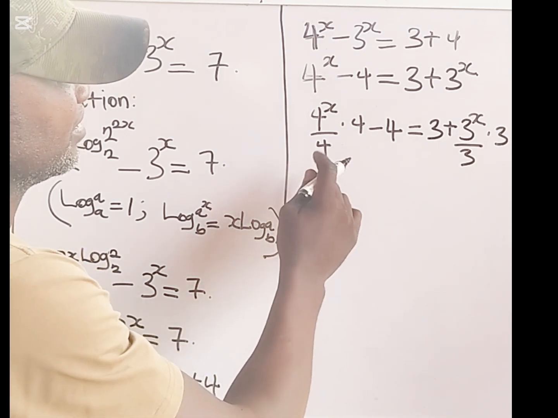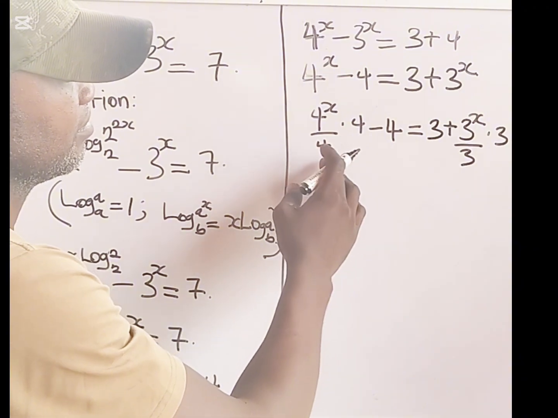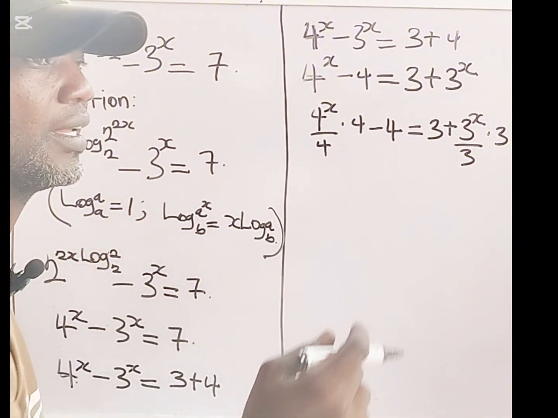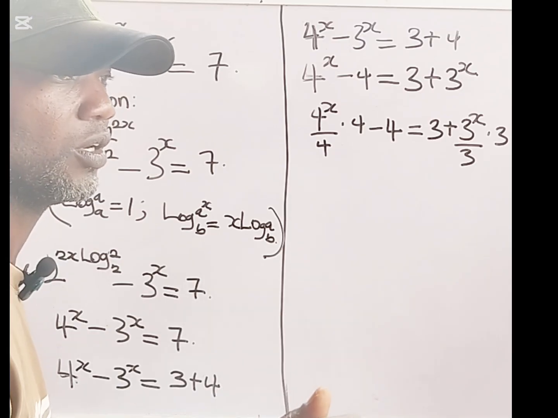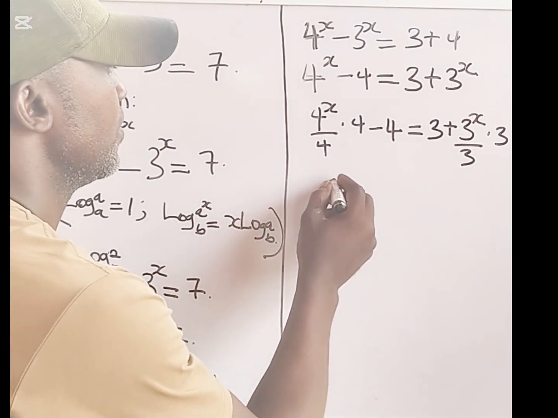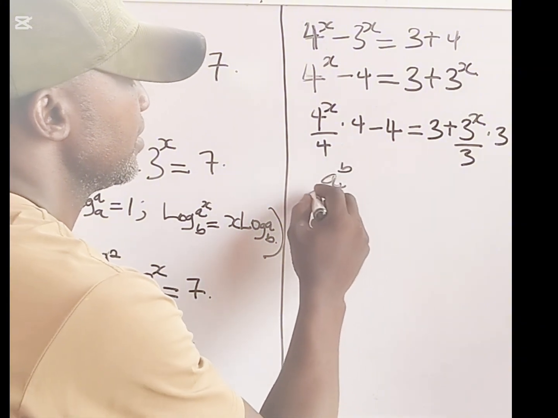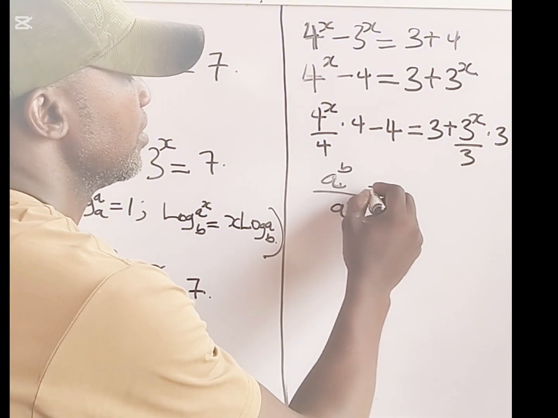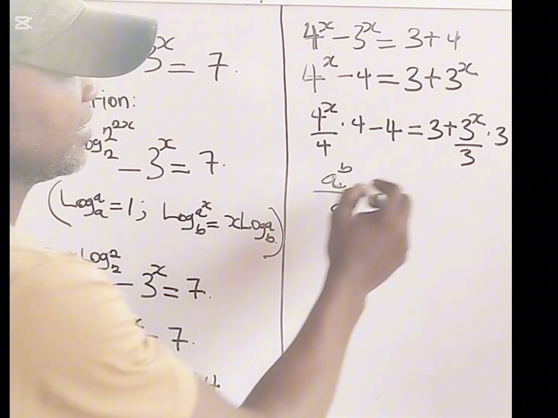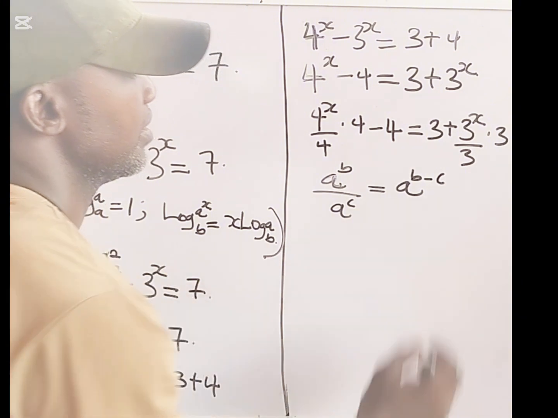From this point, we can still simplify this equation further by applying a rule of indices. When you have a raised to the power of b divided by a raised to the power of c, according to indices, we can write this as a raised to the power of b minus c.